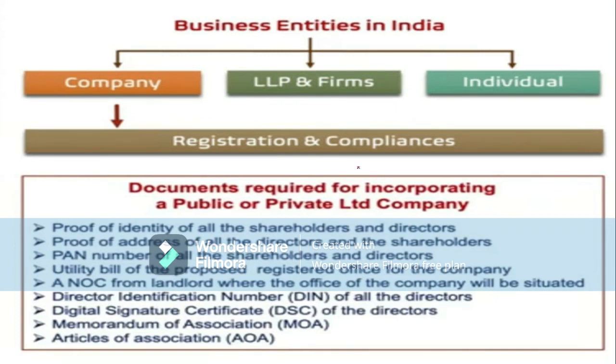Documents: what are the documents required for incorporation? These are a proof of identity, proof of address, PAN number, and utility bill. All these have to be submitted by the companies for registration. These are the documents that a company has to submit with the ROC in order to get the certificate of incorporation.